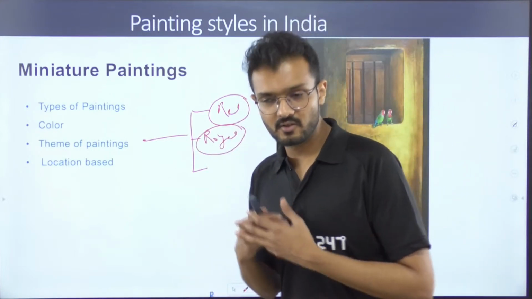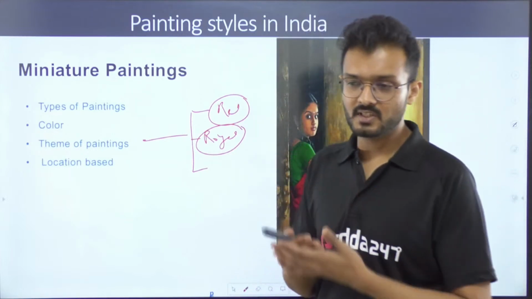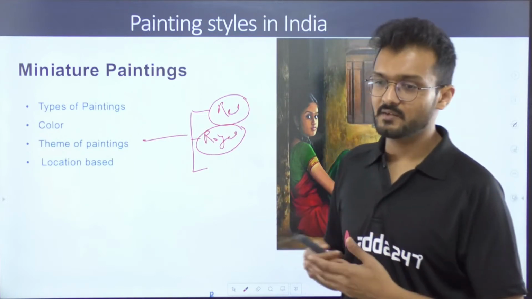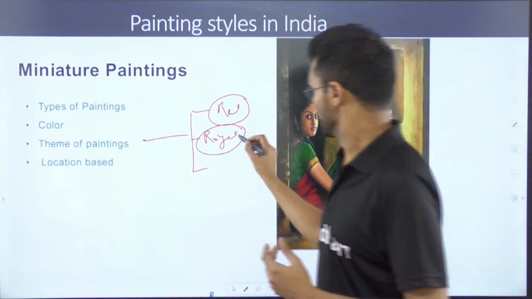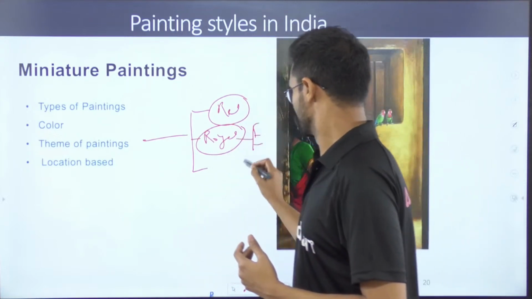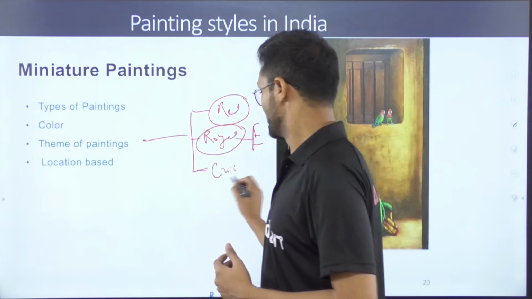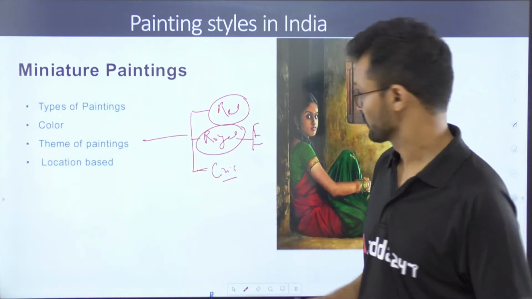And then the royal paintings. The royal based paintings generally drew the life of kings. They describe how the kingdom worked, what are the things going on in the king's life and in the courts. And then there are the civic paintings. The civic paintings depict the life of common people.